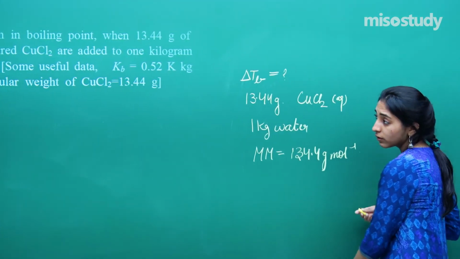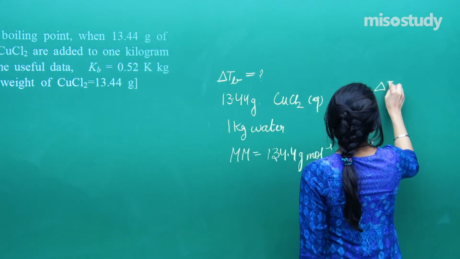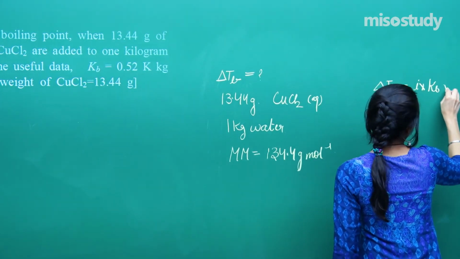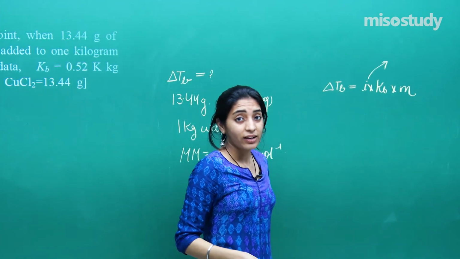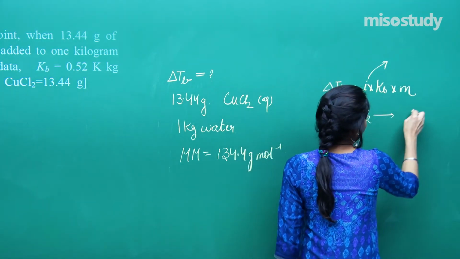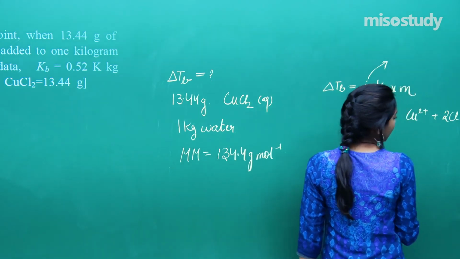So that's it, you need to find the value of delta Tb, which is simple again. You can say delta Tb is equal to i into Kb into molality. My humble request, please don't forget about this i. Since CuCl2 is ionic, it can undergo dissociation to form Cu2+ and 2Cl minus.